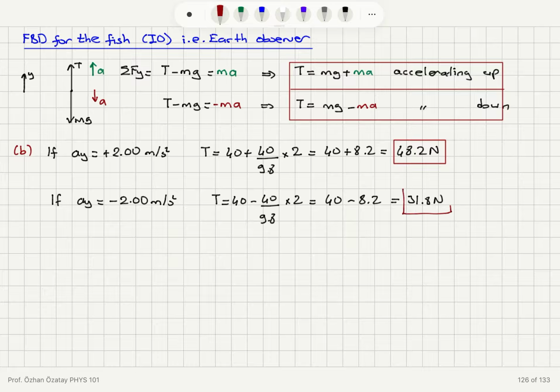So due to the fictitious force that appears in the non-inertial reference frame, which is the elevator reference frame, we have a reading that is different from 40 newtons. When it is accelerating upward, it's 48.2. When it is accelerating downward, it's 31.8 newtons in the reading in the spring scale.